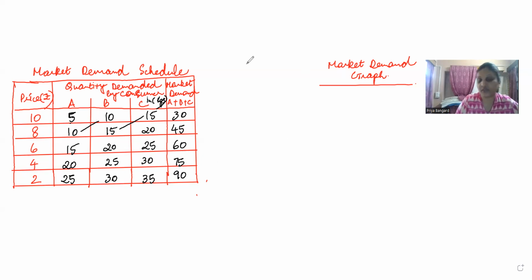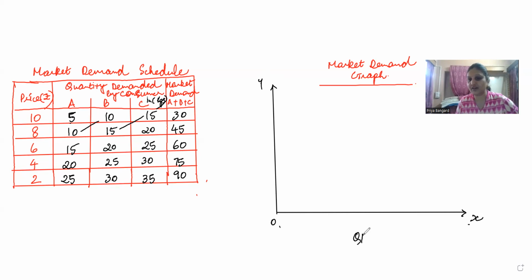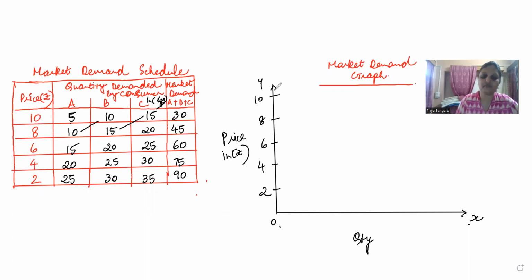So, ab yadi main graph banane jaungi, wohi downward sloping curve. X axis pe kya dalu? Y axis pe kya dalu? Abhi tak to yaad ho jana chahiye tha. Quantity demanded in kgs and y axis pe price in rupees. To price ka to simple hai 2, 4, 6, 8, 10. Aur quantity aap dekhiye, it is 30, 45, 60, 75, 90.